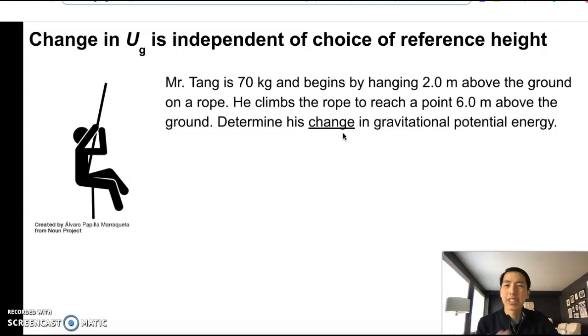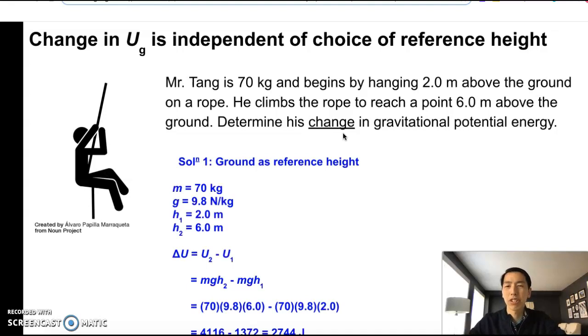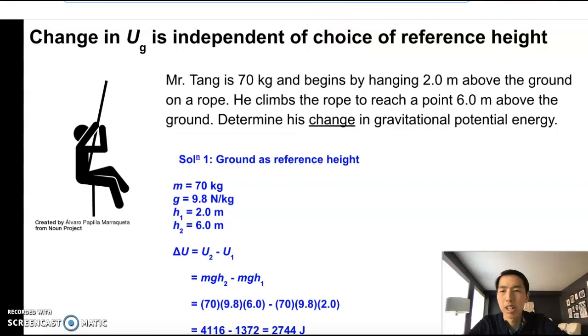And once again, I'll calculate this 2 different ways with 2 different reference heights. This time I'll show you that no matter which of the 2 reference heights I chose, the answer is the same. So here's my first option. I can choose the ground as the reference height. If I list out my values, the mass was 70 kilograms, the g value is 9.8 for Earth. With the ground as the reference height, my starting height, h1, was 2 meters, and my ending height, h2, was 6 meters.